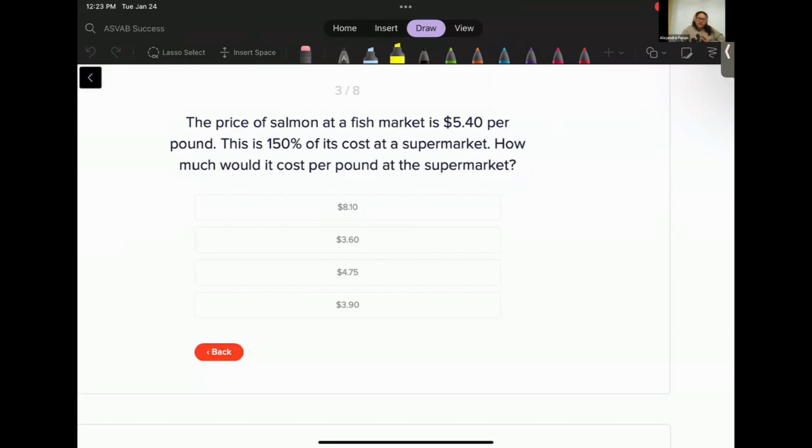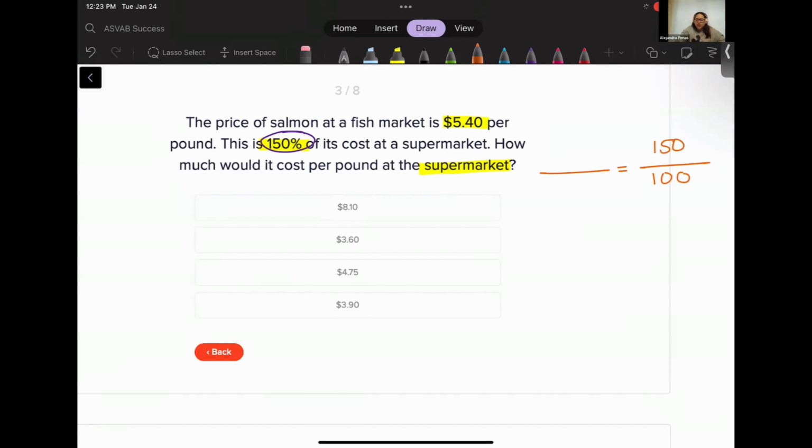This problem is a little different than the ones that we've done in the past for percentages, and the reason is because they're telling you that at the fish market, it costs $5.40. That $5.40 is 150% of the cost. And they're looking for what it costs at the supermarket. So what do you notice about this percentage? It's way past 100%. So if you were to set up your proportion, you would have 100 here, you would have 150 here.